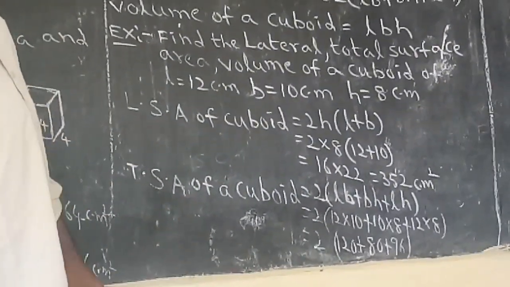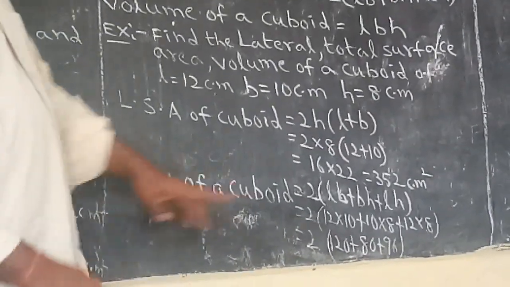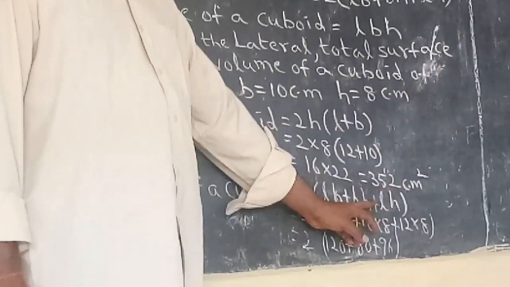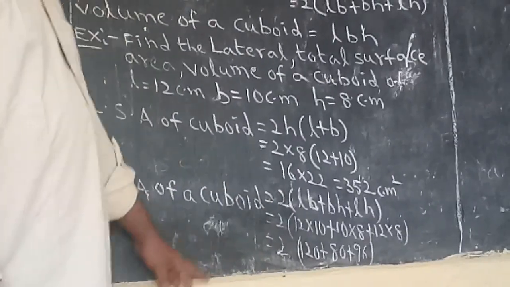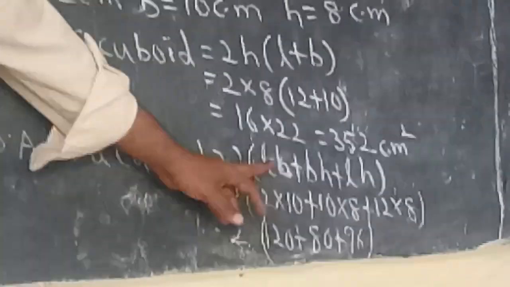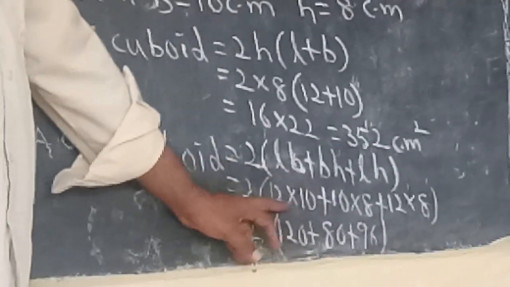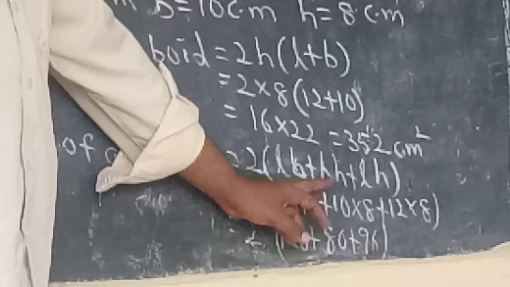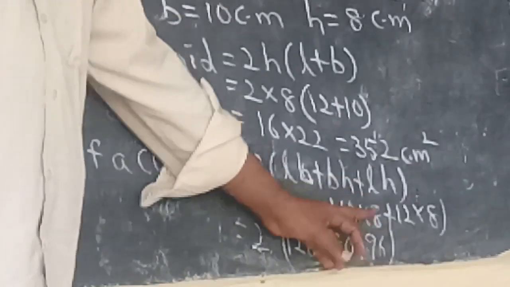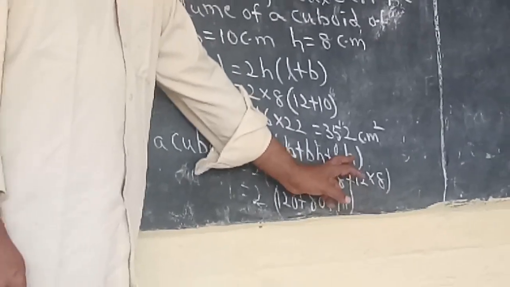Next one is total surface area of a cuboid. What is the formula for total surface area of a cuboid? 2 into LB plus BH plus LH. So you have to put the values of L, B, H in this formula. 2 into, the value of L is 12, into the value of B is 10. So 12 into 10 plus the value of B is 10 and the value of H is 8, 10 into 8 plus the value of L is 12 into the value of H is 8.